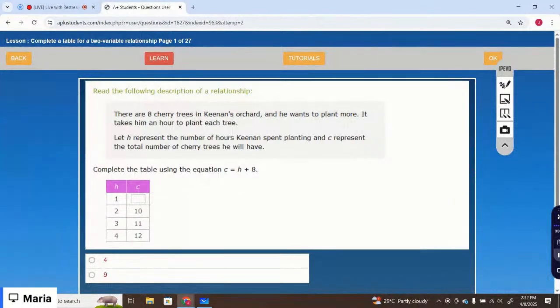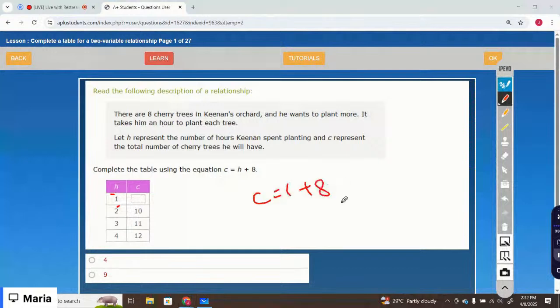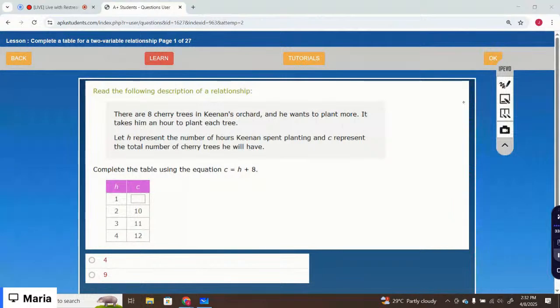Read the following description of a relationship. Complete the table using the equation C equals H plus 8. You are given the equation. You need to find the missing values in the table. H equals 1, right? So then C equals 1 plus 8 equals 9. Option number 2 is the correct option. The missing value is 9.